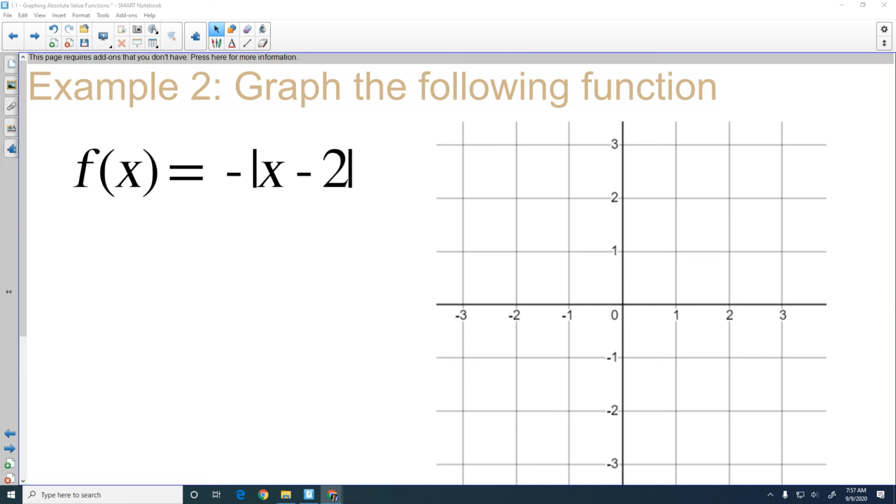I'll come around and take a look. So think about what each thing that I've added in there is going to do to our graph. How's it going to change it?